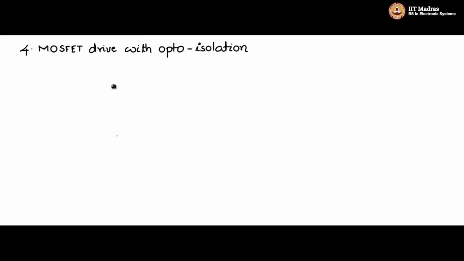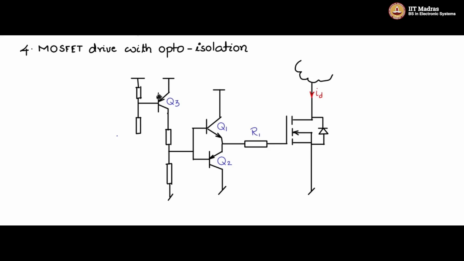Now we saw the BJT based gate drive circuit, where the MOSFET is driven by this Q1, Q2 totem pole BJTs, which is driven by Q3 and which was driven by an NPN stage. Now this NPN stage, I will replace it with the NPN BJT of an optocoupler. The optocoupler, where this transistor is being driven by the light emitted from a photodiode.